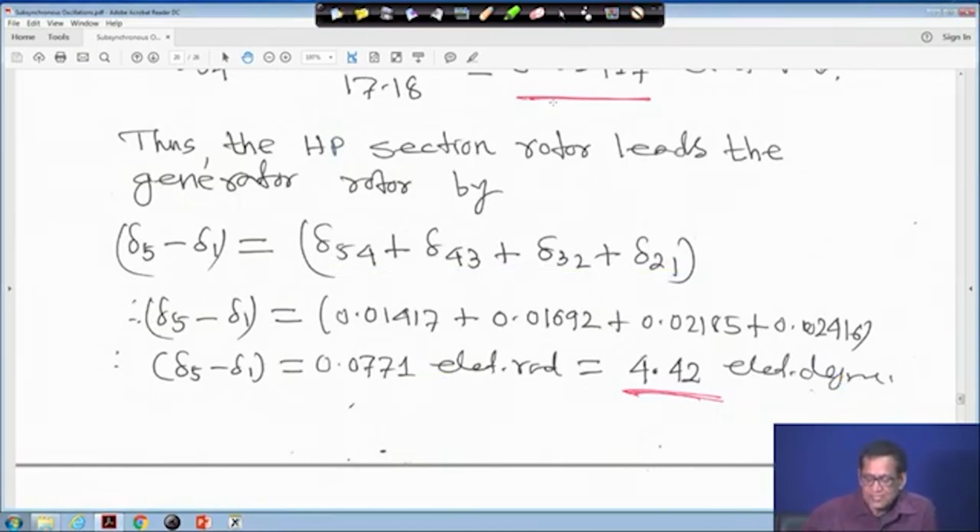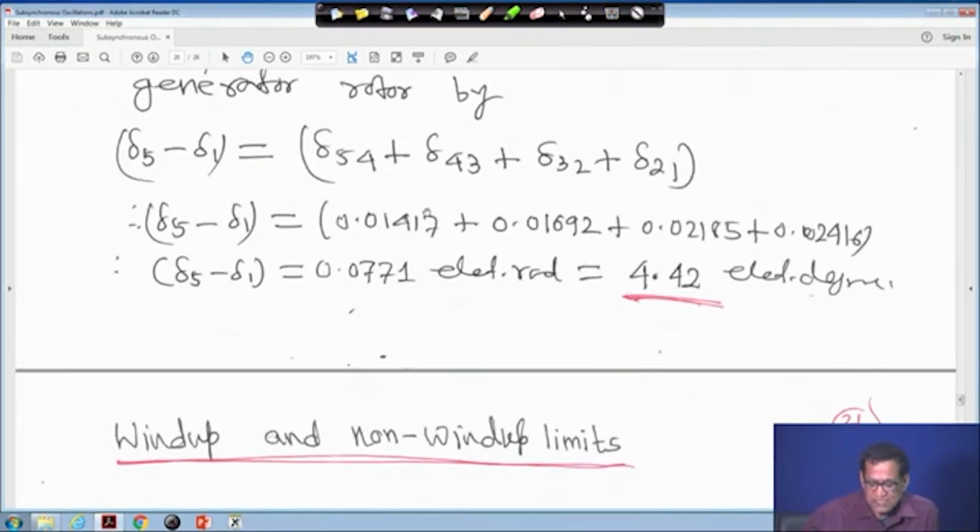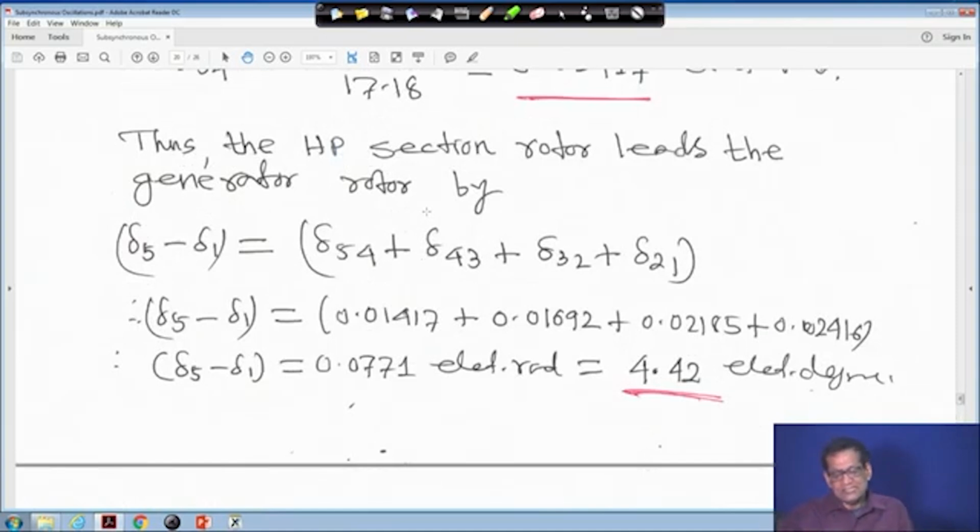So, that is the problem that is asked. After this, with all these things, your subsynchronous oscillations, we have touched just a little bit. It is basically a vast chapter. After this, whenever we go for stability studies or any other control thing, there are limiters. So, a little bit we will touch on the limiter, how it actually works mathematically. For example, wind up and non wind up limits.